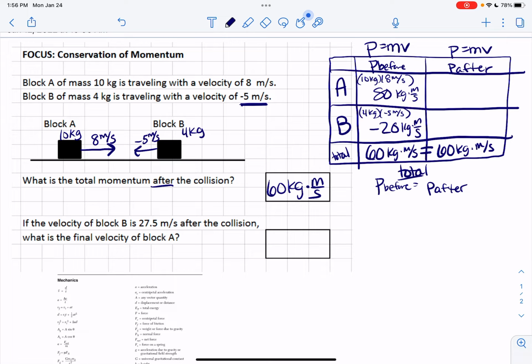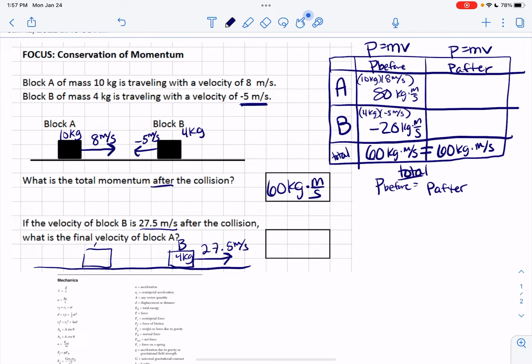Then we move on and it says if the velocity of block B, so this is after the collision, is 27.5 meters per second after the collision, what is the final velocity of A? So I'm going to draw an after picture. We have 27.5 meters per second on block B, which is still 4 kilograms. It didn't break into pieces, so that's the same. Block A, we don't know which direction it's moving. It could still be moving to the right, could still be moving to the left. We don't know, but we do know that it's still 10 kilograms. So we can use the conservation of momentum.